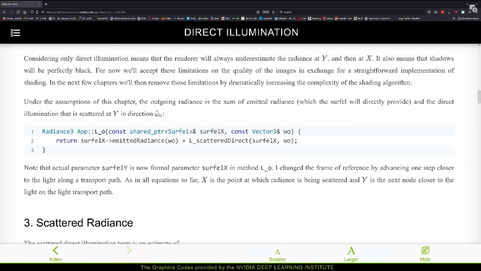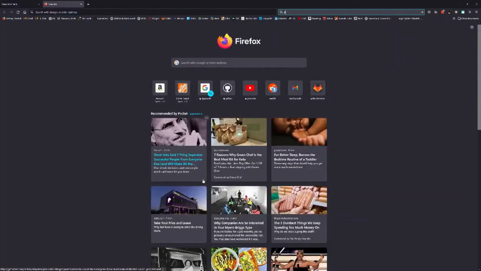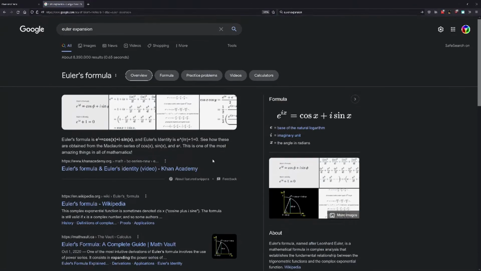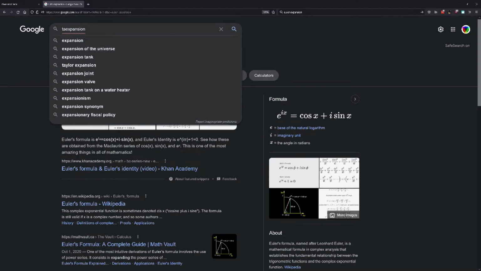We mentioned before, think about this as a first degree Taylor expansion of that integral. Oh yeah, that's a very good way to think about it. So I'm just going to Euler expansion. No, Taylor expansion, not Euler. Okay, yeah, I was like, wait a second.